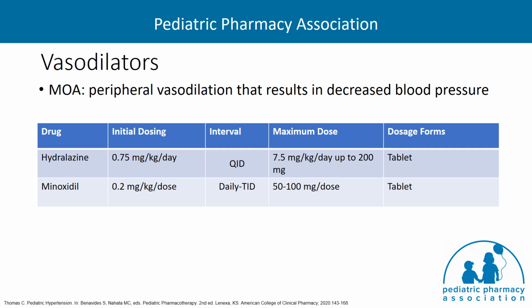And then last but not least, vasodilators. So vasodilators work, of course, by promoting vasodilation in the periphery and hoping to decrease blood pressure. Hydralazine is one of the common agents used. You can see it can be given up to 4 times a day. Just watching your maximum doses, it comes as a tablet. And then you can also see minoxidil as well with the dosing list.